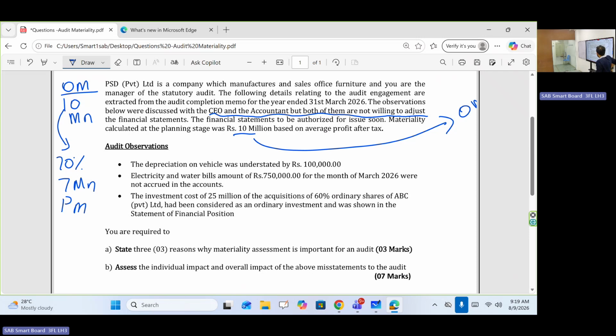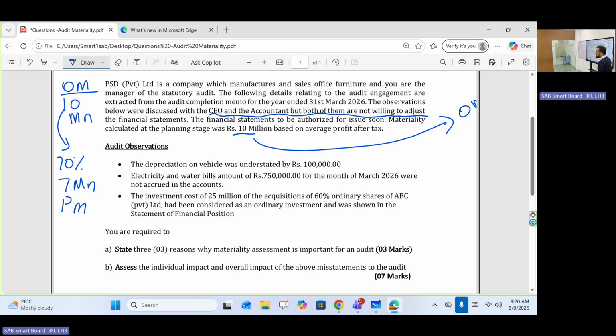The depreciation on vehicle was understated by 100,000. That is below performance materiality, so we don't need to bother about that. I will give the answer, but this type of question can be tested in the exam in different ways, so I will tell that angle also. After that, I will give the answer. So the first one, 100,000, no issue.